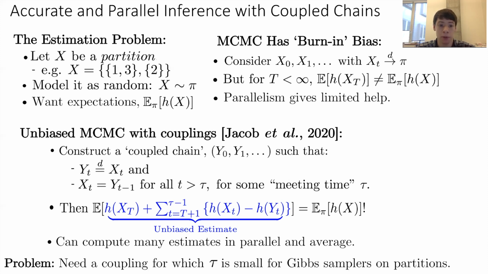The problem that we're approaching in this work is how to deal with the heavy dependence of this approach on the particular method of coupling these chains x and y, which needs these chains to meet in a small time. So we approach this question of providing small meeting times tau for Gibbs samplers that work on partitions.